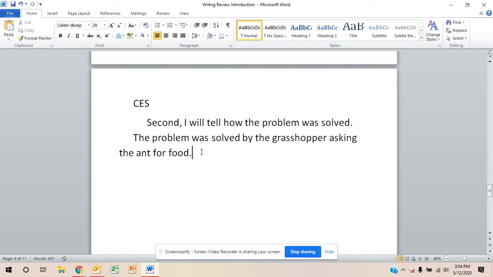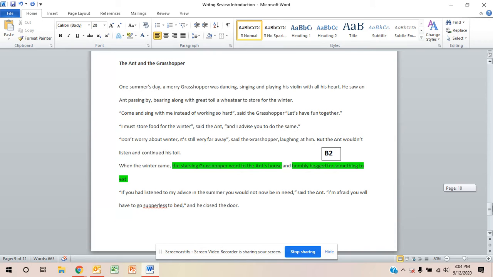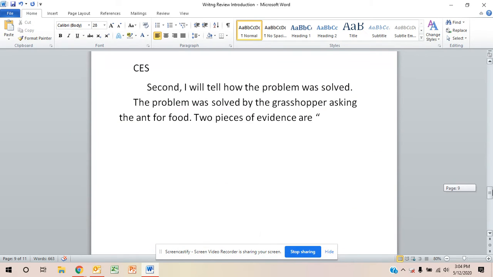Now I need to give 2 pieces of evidence from the text. So I'm going to start with the sentence. 2 pieces of evidence are, and then put my quotations. Now I've already highlighted my evidence in the text. The starving grasshopper went to the ant's house. I'm going to copy it. The starving grasshopper went to the ant's house. That's already my first piece of evidence.